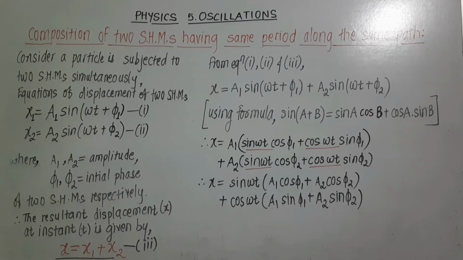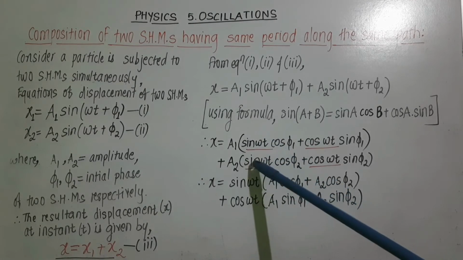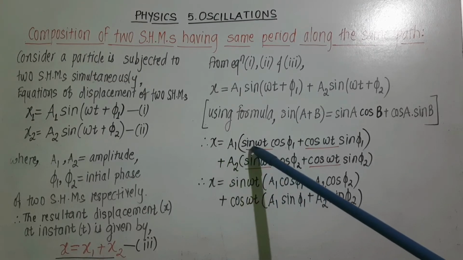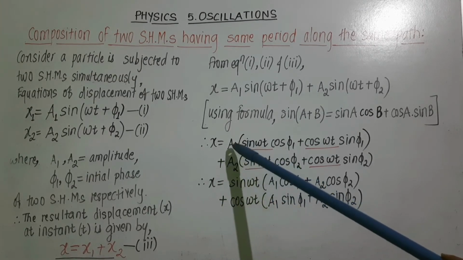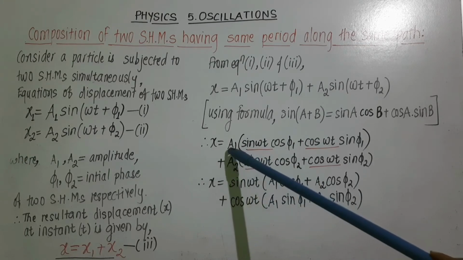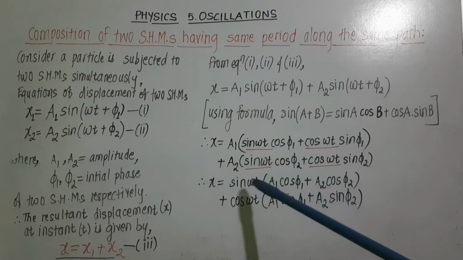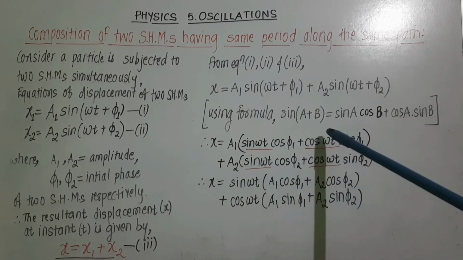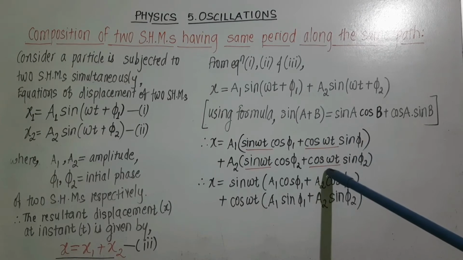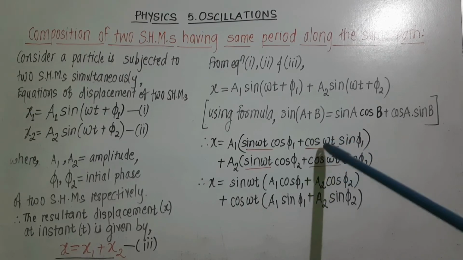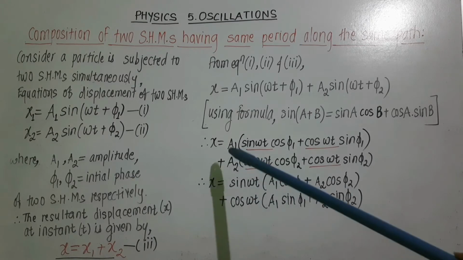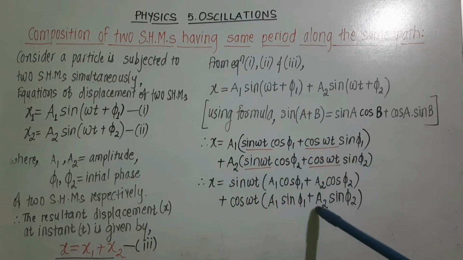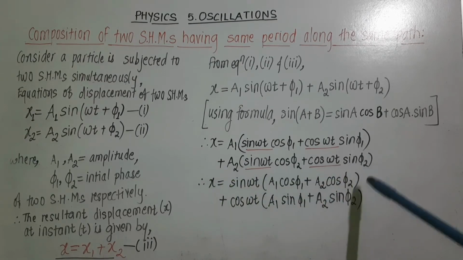Now to simplify, from the first and third term sin ωt is taken common. a1 इधर हम लोगों ने ब्रैकेट में डाला, इधर a2 ब्रैकेट में डाला. So we get sin ωt (a1 cos φ1 + a2 cos φ2). Same way, from the second term and fourth term cos ωt is taken common. So in bracket we get (a1 sin φ1 + a2 sin φ2).